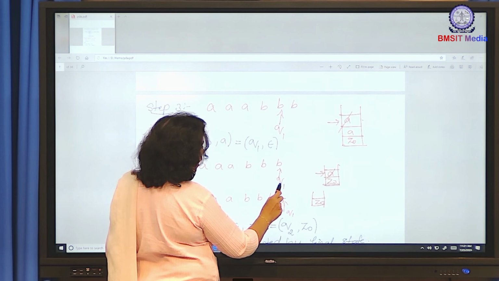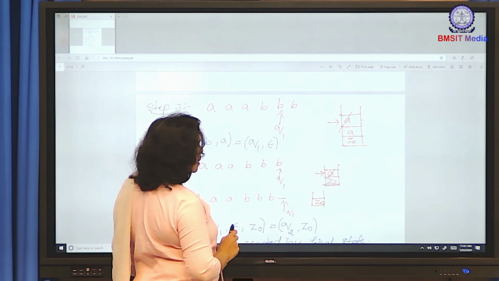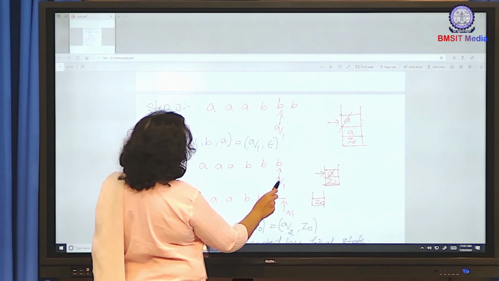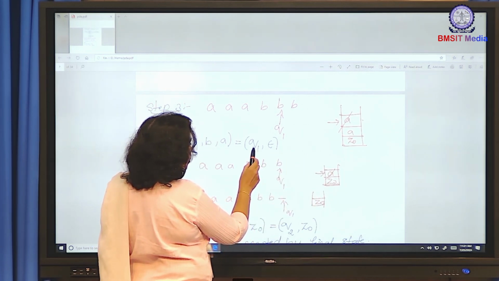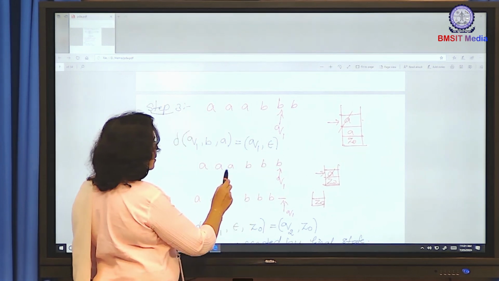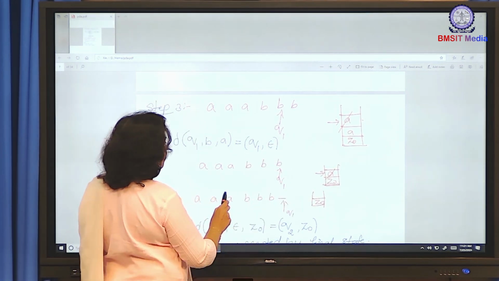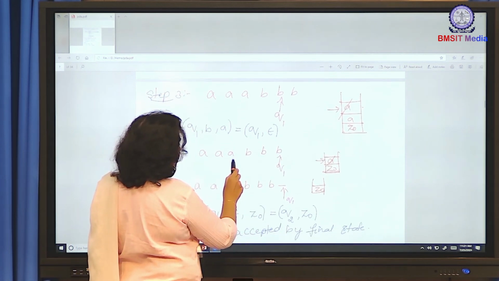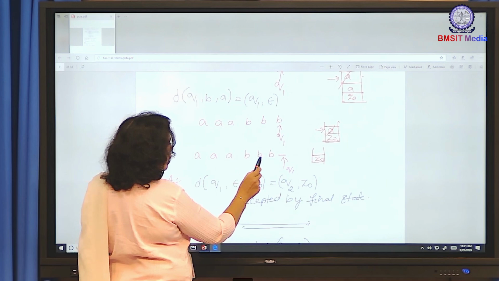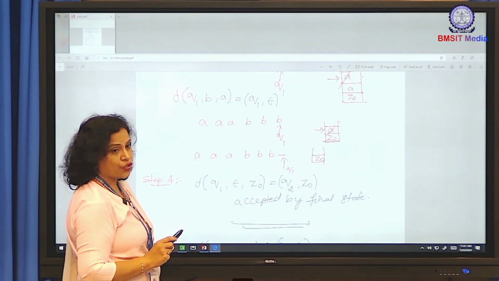I am still in state Q1, I see the B, there is still an A. So delta of Q1 comma B comma A is equal to Q1 comma epsilon. The same transition is used for this also. So now I am almost at the end. The next is, all the inputs are read. I come to the end of the string.